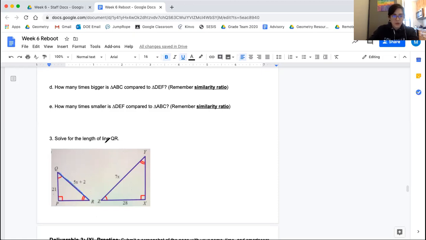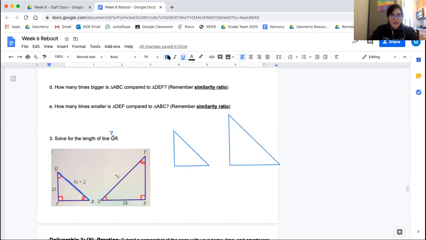That's my question mark. But I also notice that these triangles are not oriented the same way. So I immediately think I've got to reorient and redraw my triangles so that the right angle is in the same spot for them both. I'm going to do that here. One of them is looking bigger than the other, so I'm going to show that in my drawings.